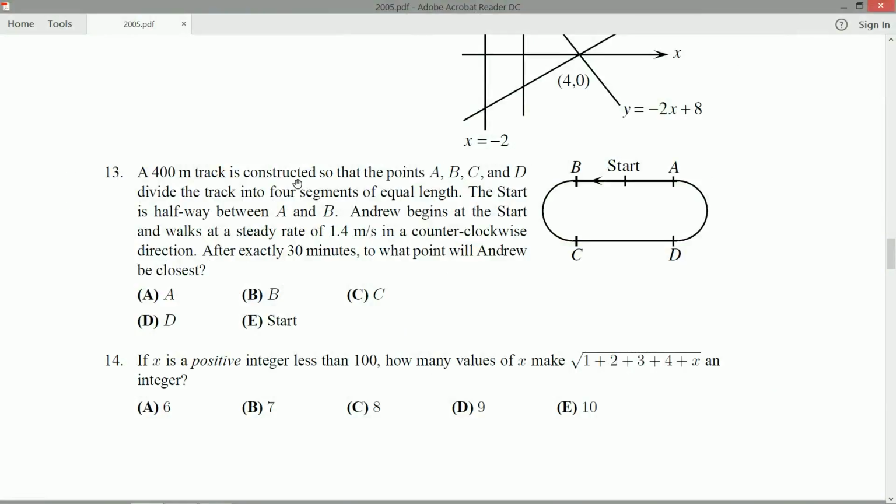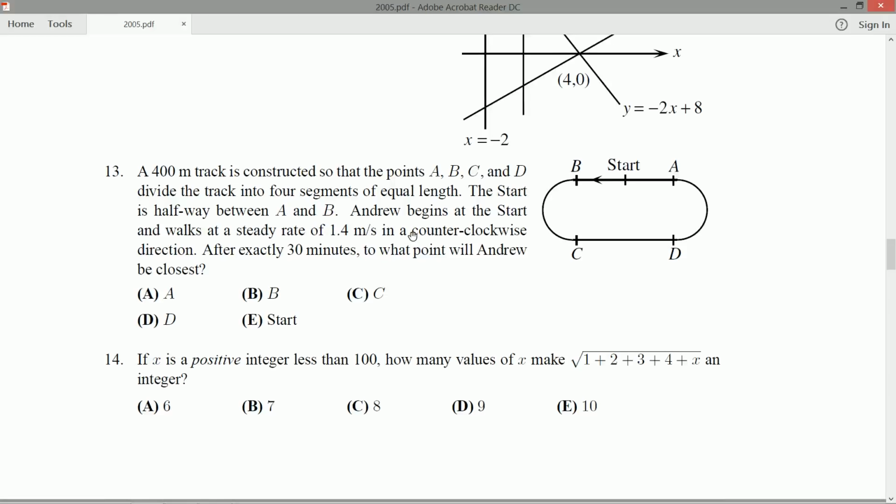A 400-meter track is constructed so that the points A, B, C, and D divide the track into 4 segments of equal length. The start is halfway between A and B. Andrew begins at the start and walks at a steady rate of 1.4 meters per second in a counterclockwise direction. So he heads this way with the arrow. After exactly 30 minutes, to what point will Andrew be closest? Okay, we've got 5 options: A, B, C, D, or closest to the start.